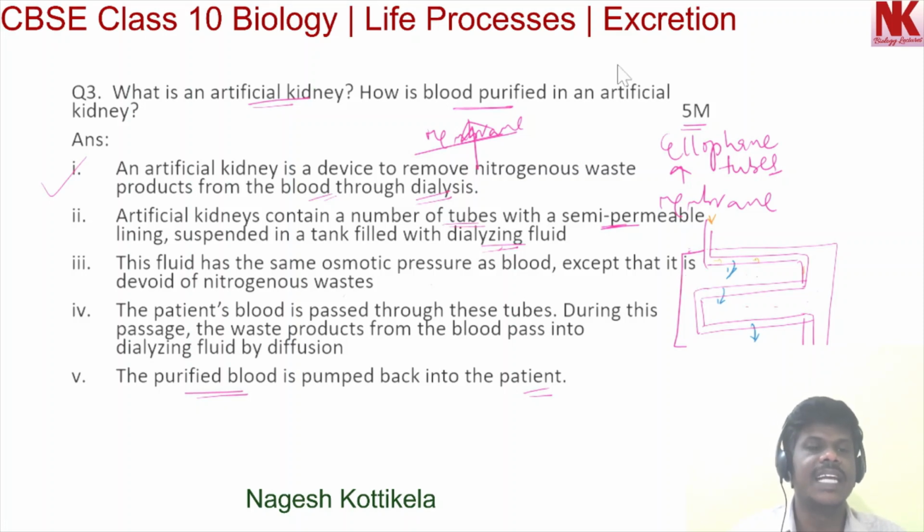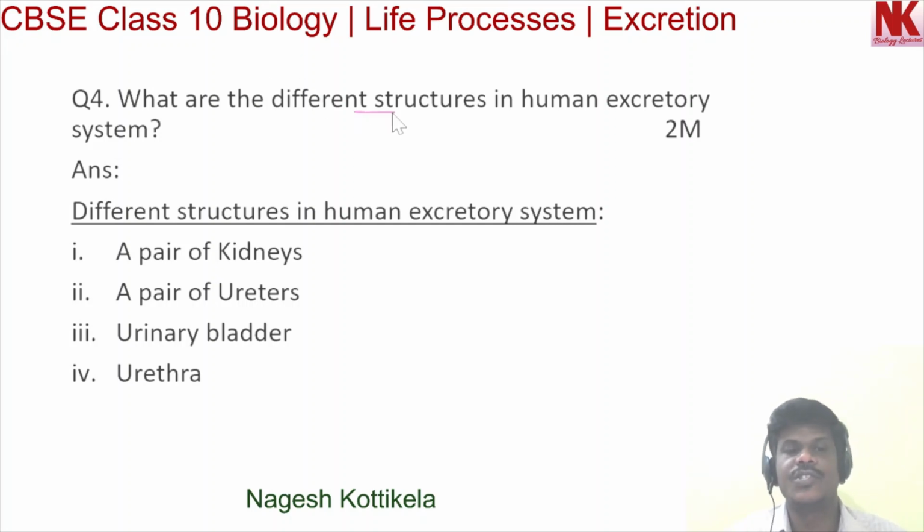Now moving to the next question, that is question number 4. What are the different structures present in the human excretory system? This question can be asked for 2 marks, and for the answer you can write the subheading like this: the different structures in the human excretory system are a pair of kidneys, a pair of ureters, urinary bladder, and urethra. So these are the 4 different types of structures present in the human excretory system: 1 pair of kidneys, 1 pair of ureters, a urinary bladder, and urethra.